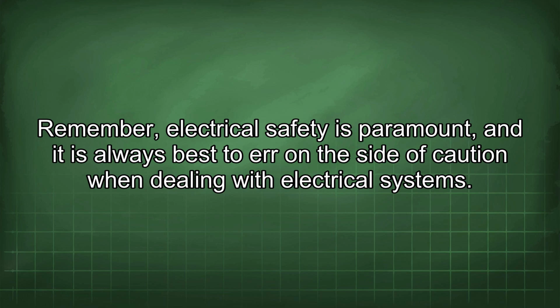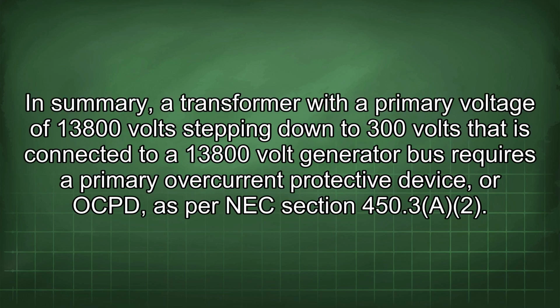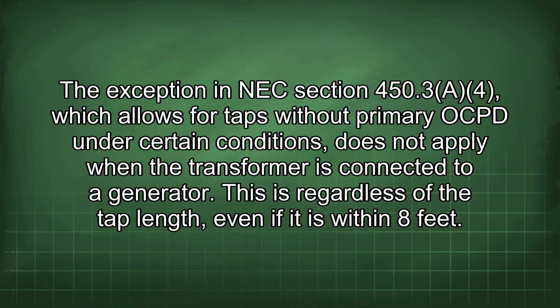Remember, electrical safety is paramount, and it is always best to err on the side of caution when dealing with electrical systems. In summary, a transformer with a primary voltage of 13,800 volts stepping down to 300 volts that is connected to a 13,800 volt generator bus requires a primary overcurrent protective device, or OCPD, as per NEC section 450.3(A)(2). The exception in NEC section 450.3(F)(2), which allows for taps without primary OCPD under certain conditions, does not apply when the transformer is connected to a generator. This is regardless of the tap length, even if it is within 8 feet.